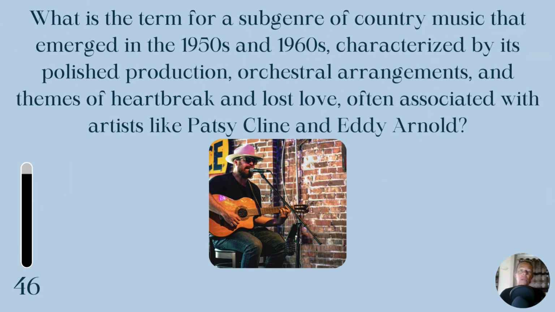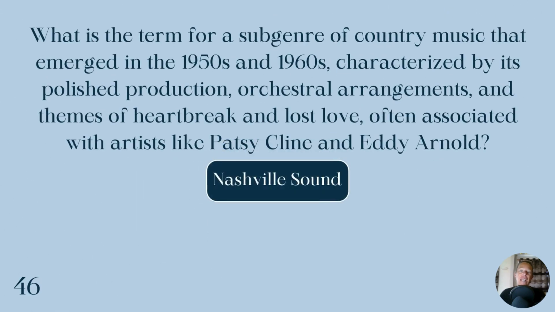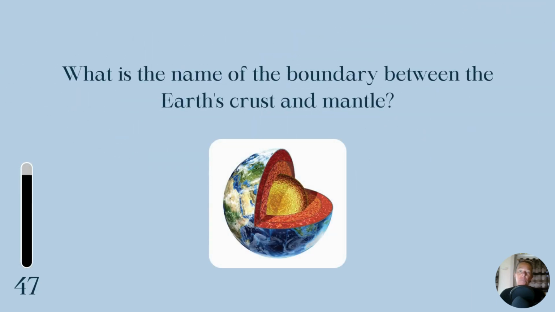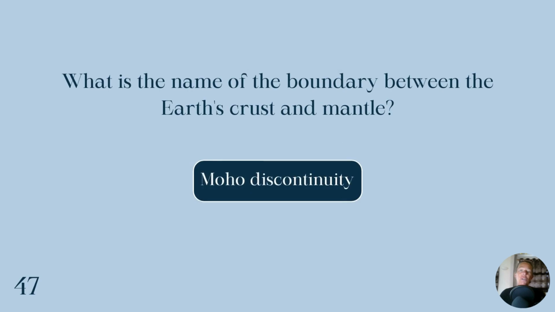What is the term for a subgenre of country music that emerged in the 50s and 60s, characterised by polished production, orchestral arrangements, and themes of heartbreak and lost love? Nashville Sound. What is the name of the boundary between the Earth's crust and mantle? Moho discontinuity.